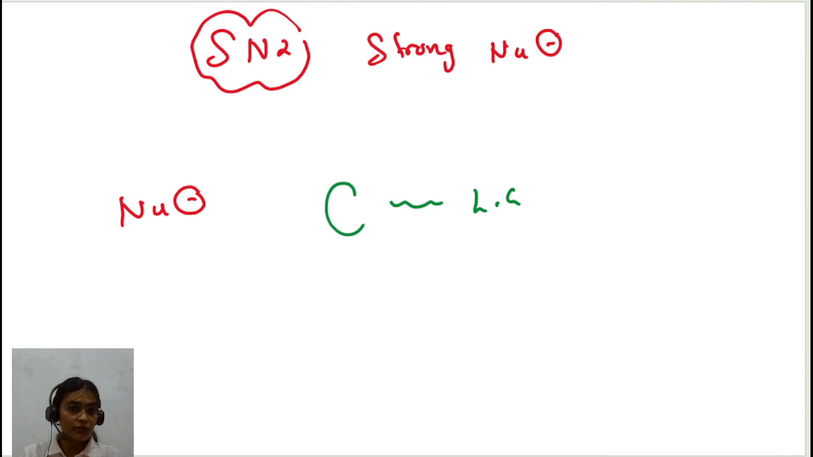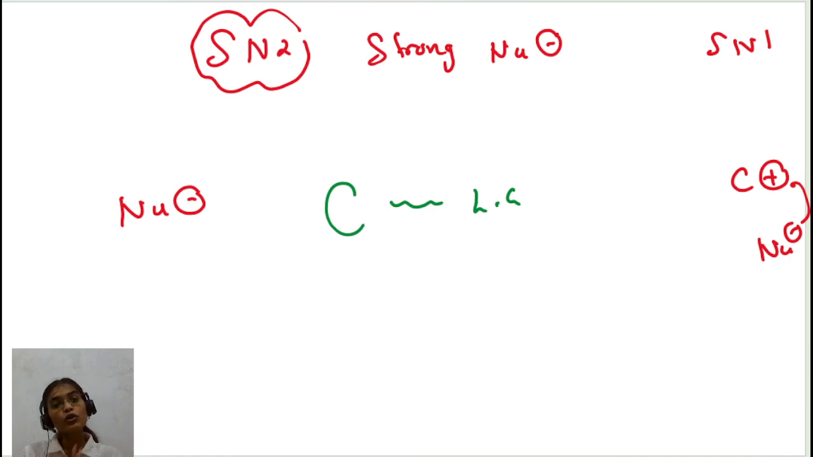There is no positive charge like in SN1. In SN1 it is okay because there is already a positively charged carbon, and the nucleophile is going to attack quickly because you know the rule, unlike charges attract each other. But in this case the problem is, there is no charge, so how will the nucleophile attack? The only condition that applies here is that the nucleophile has to be strong in nature so that it can kick out the leaving group.